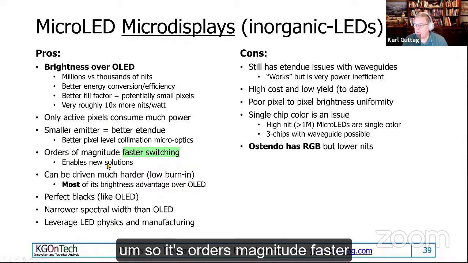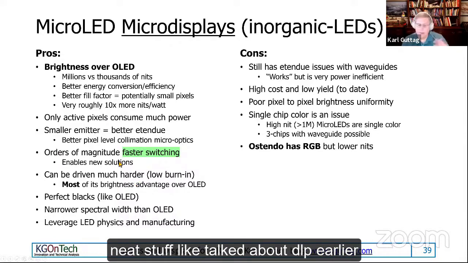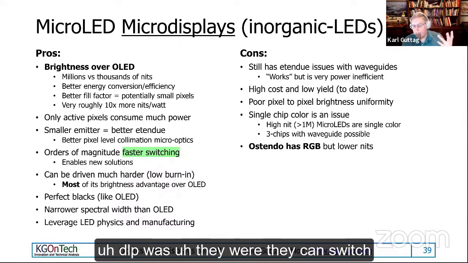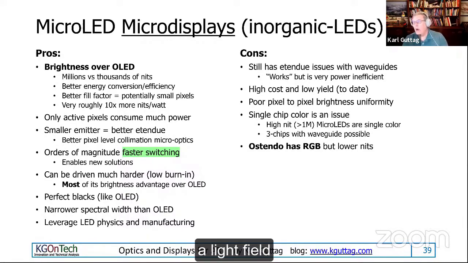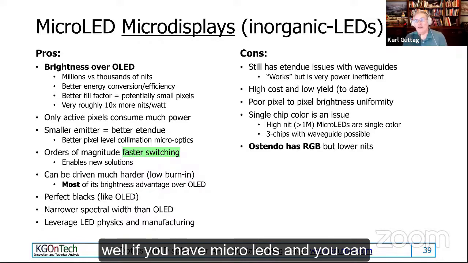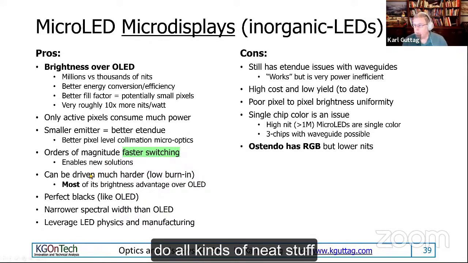So it's orders of magnitude faster switching, which means you can start doing some neat stuff. Like I talked about DLP earlier. DLP could switch fast. That's where CREAL was able to do a light field. Well, if you have micro LEDs and you can control them, then in theory you could do all kinds of neat stuff.